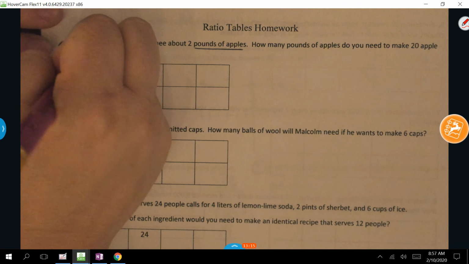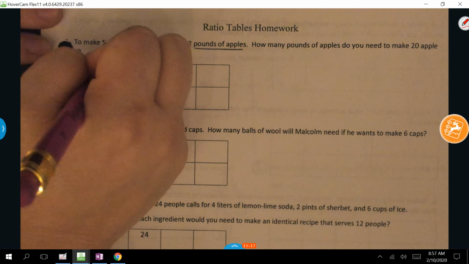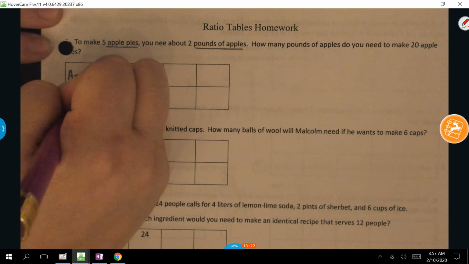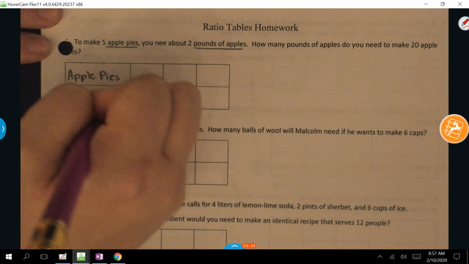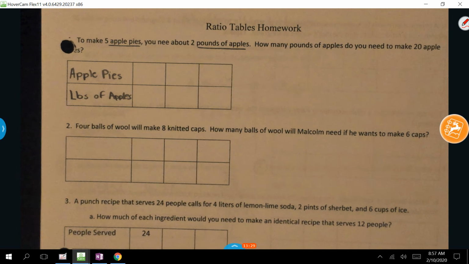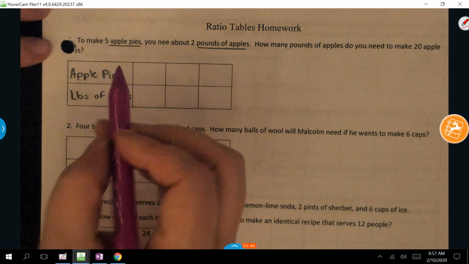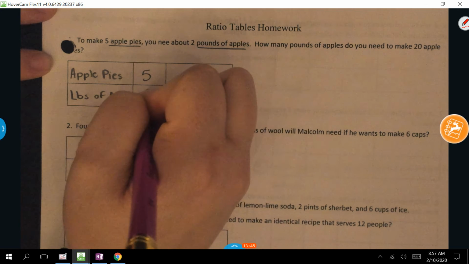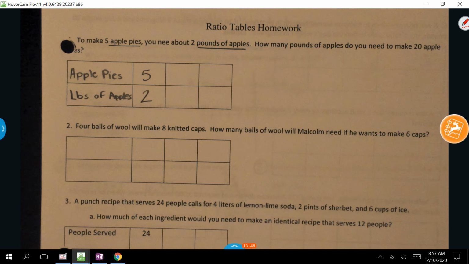So I'm going to put apple pies. And then we're going to put pounds, and I'm going to use LB, pounds of apples. All right, what 2 numbers form my first ratio that's given to me? 5 and 2. So we want to make sure 5 goes next to apple pies and 2 goes next to pounds of apples. Okay?